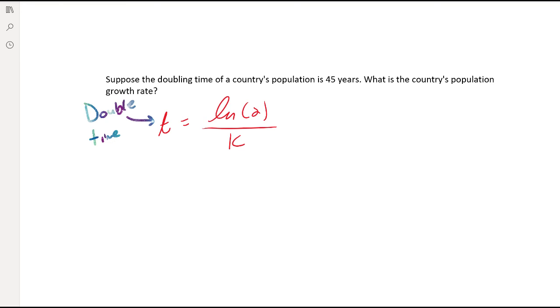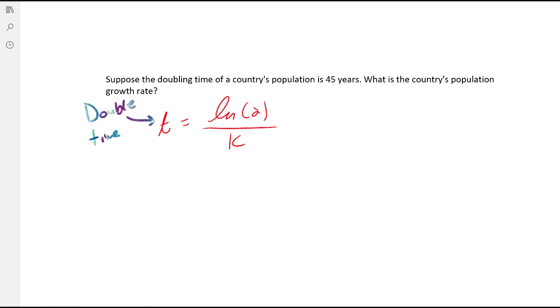In the health field, there's something called half-life. It tells us how long it takes a material to decay over time. That's what half-life will be. You just replace where it says natural log of 2 with natural log of a half. If I want to know how long it takes my investment to triple in its worth, it'll be the natural log of 3 over k. So it's just replace the argument of your natural log with whatever value you're dealing with.